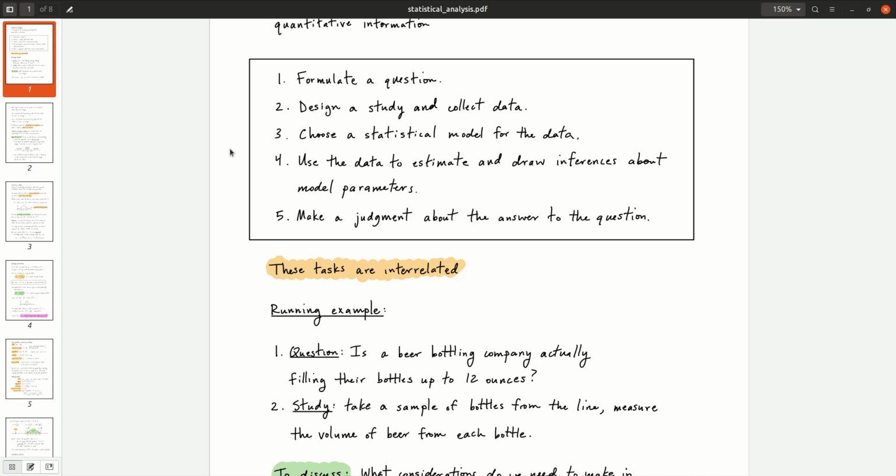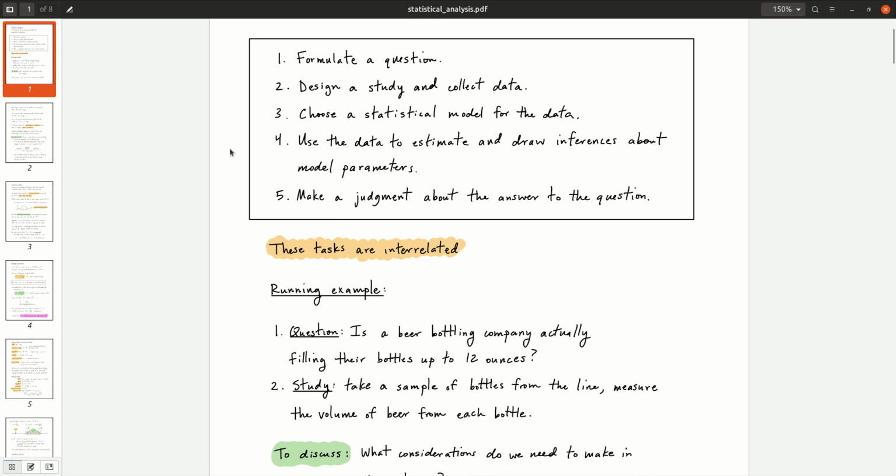In this course, we're going to focus mostly on number 3 and number 4. We'll get some practice doing number 5. We also spend a little bit of time talking about how studies are designed, but this isn't a full course in design of experiments. We have a course in the statistics department for that. If you're interested in that material, that would be a good one to take, because that's a very important part of doing a statistical analysis.